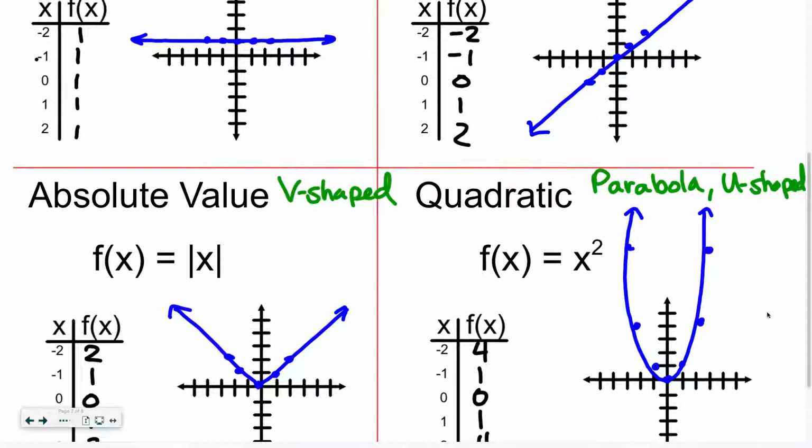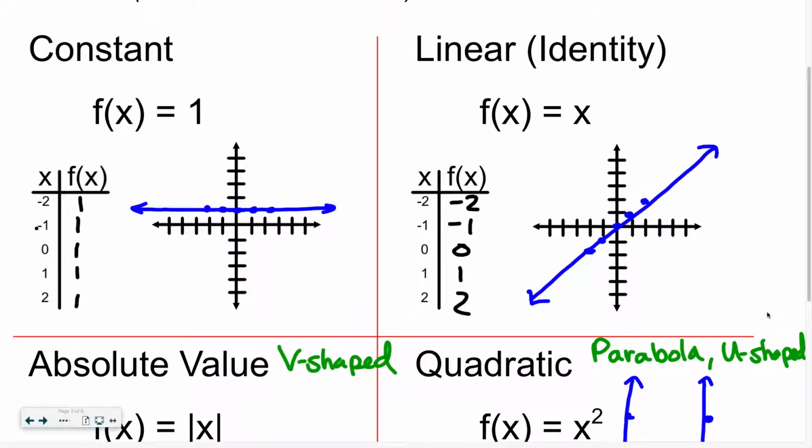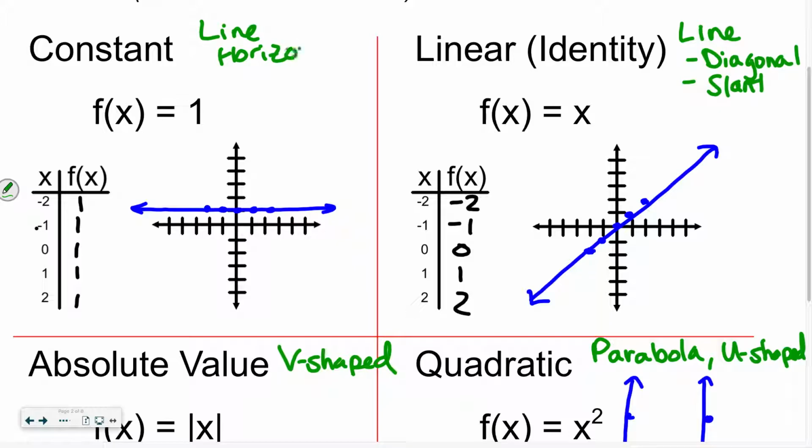I love what AC said. Linear will be diagonal. So it's a line, but it could be diagonal, or I sometimes say that it has a slant, or like a slope. And then constant is a line, but it's always horizontal. It does have slope, but its slope is 0. So that will always be true.